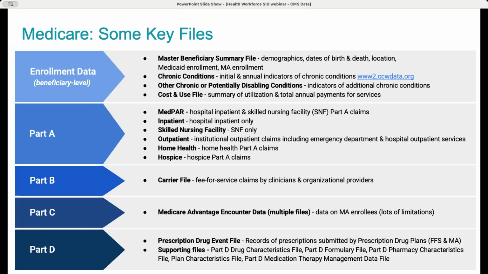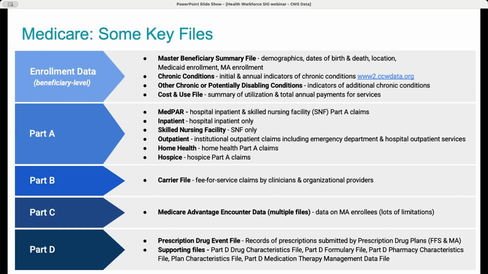And so each condition has its own algorithm that has a certain look back period across specific claims files in which CMS looks for certain diagnosis codes across different claims files, and then they create indicators of a chronic condition based on those algorithms. And you can go to, I have the link here for the Chronic Condition Warehouse website. You can get all the methodology for those conditions there. They're very useful. We use them all the time to identify patient populations. So you'll have both the initial flag of the condition and then also annual indicators for the conditions.